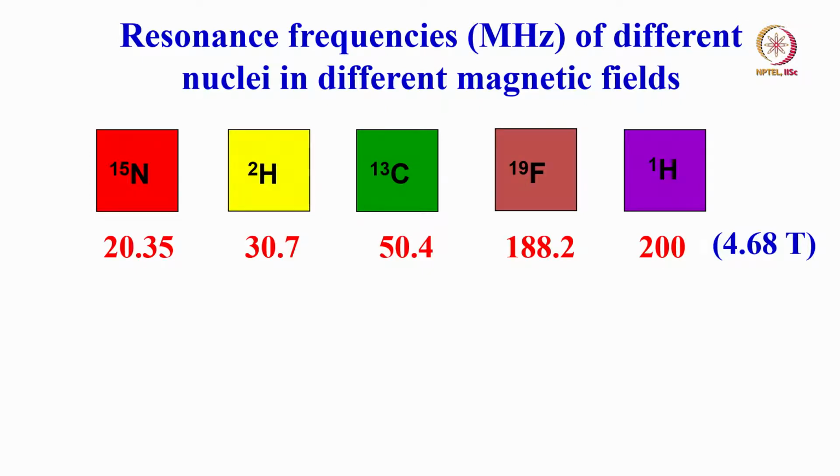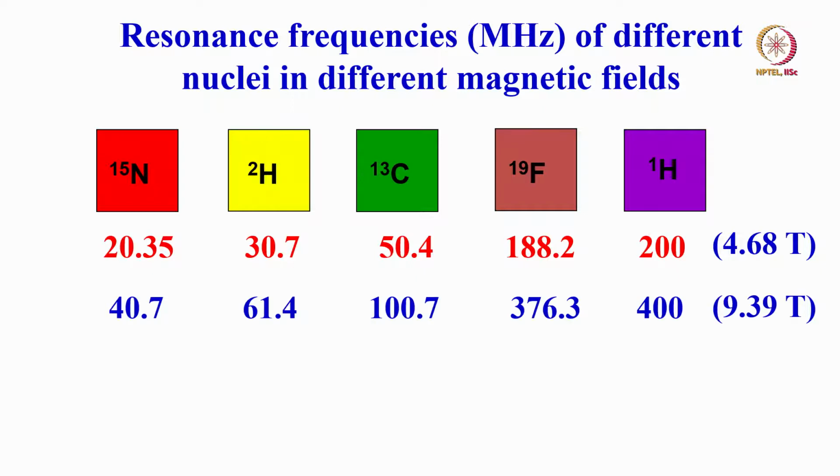megahertz range. Why? Because the gammas are different. You know that I told you gamma of carbon is 4 times smaller. So, at 4.68 Tesla, proton has a resonating frequency of 200 megahertz, carbon is 4 times smaller, 50 megahertz. Nitrogen is 20, that is 10 times smaller. So, that means gamma of nitrogen 15 is 10 times smaller than that of proton. So, at 4.68 Tesla, these are the resonating frequencies of different nuclei.